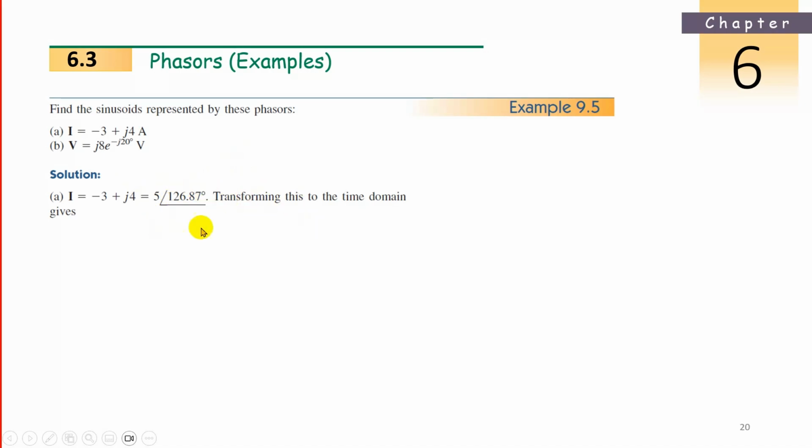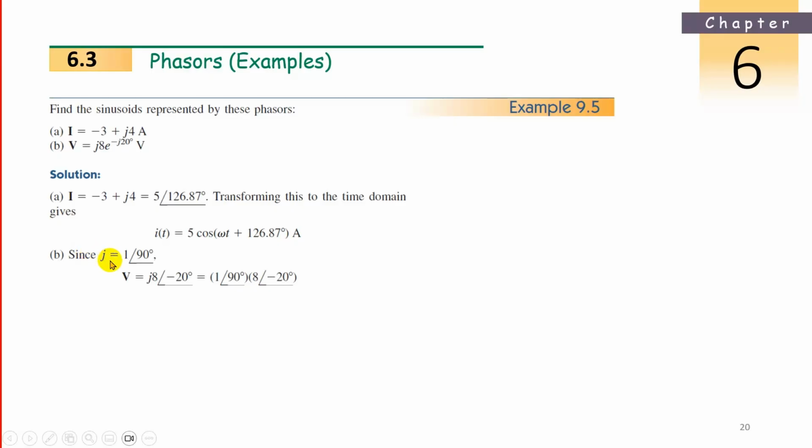Now this we can transform into time domain, that is sinusoid. How? This is your Im, this is your phi, right? So generally what will it be? I of t is equal to 5 cos(omega t plus phi). Omega is not given, so keep it as omega only. If you want to calculate omega, that is a different issue. So 5 cos(omega t plus 126.87 degrees) as it is. So we need it in polar form. If the phasor is in polar form, then directly we can write it in the sinusoid form.